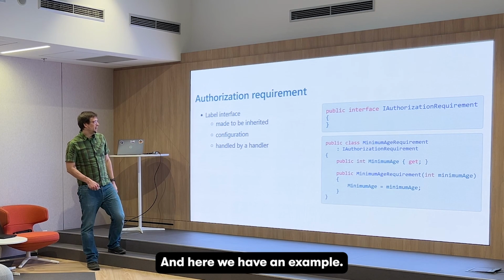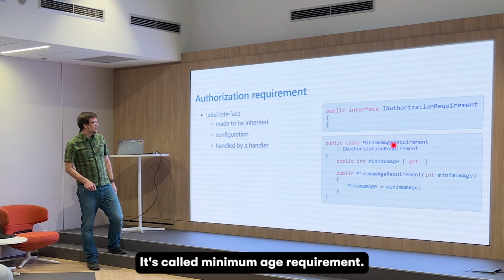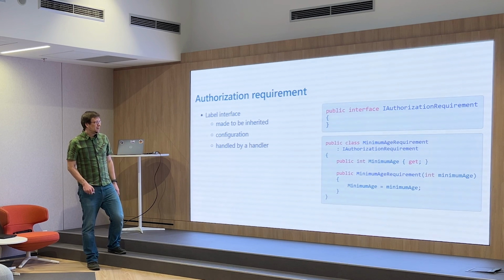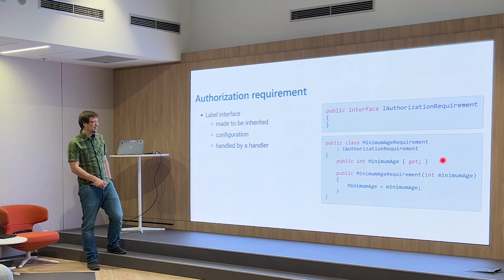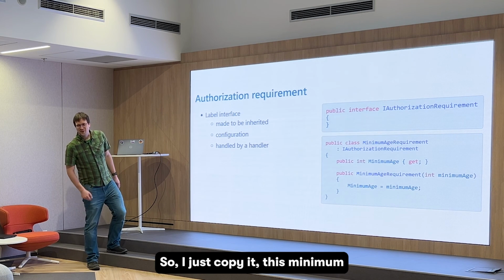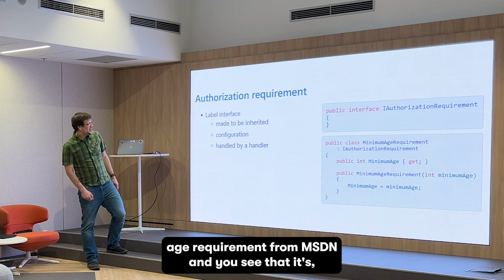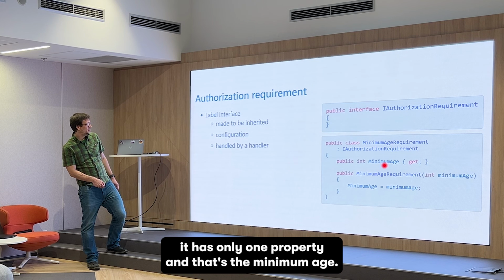And here we have an example. It's called MinimumAgeRequirement. By the way, have you ever seen this example? This is from MSDN. So I just copied this minimum age requirement from MSDN, and you see that it has only one property, and that's the minimum age.